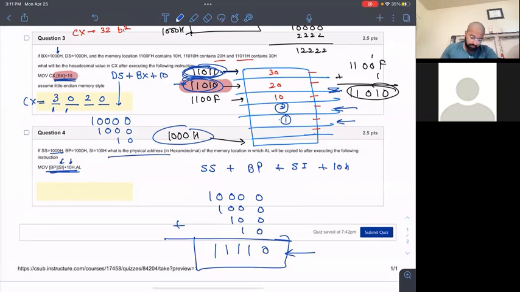In this case, it's just asking for the physical address, so we can just write 1, 1, 1, 1, 0. That'll be our answer. I hope this all makes sense, but if it doesn't, feel free to reach out. Thank you.